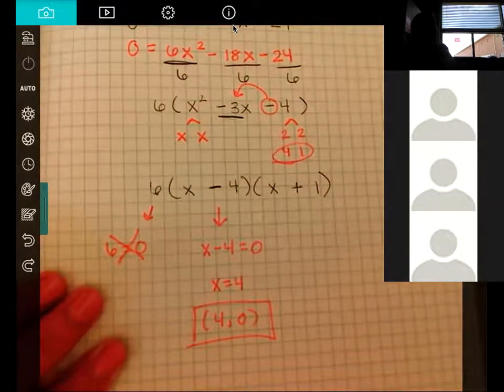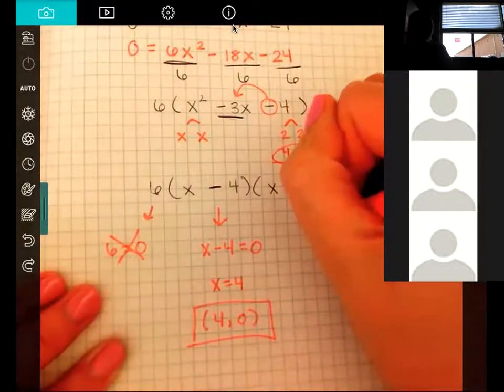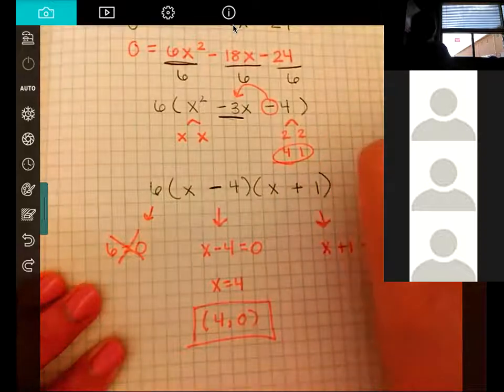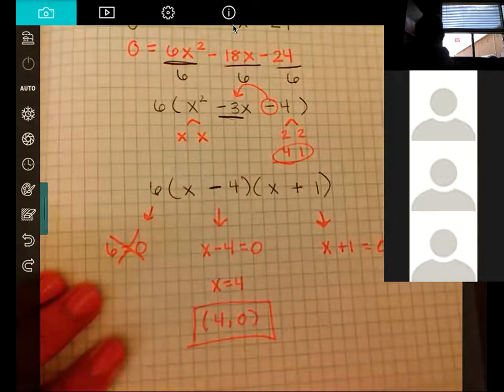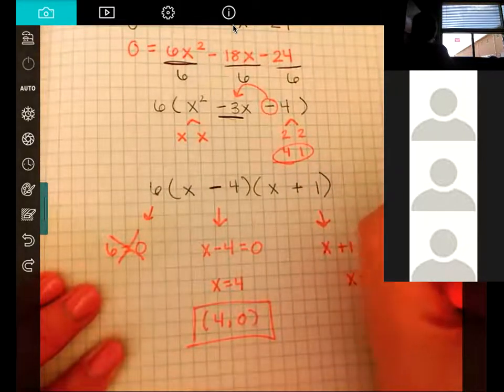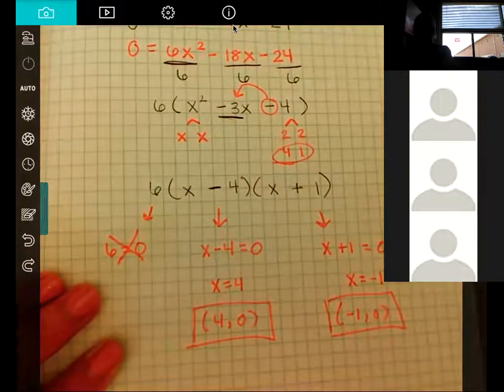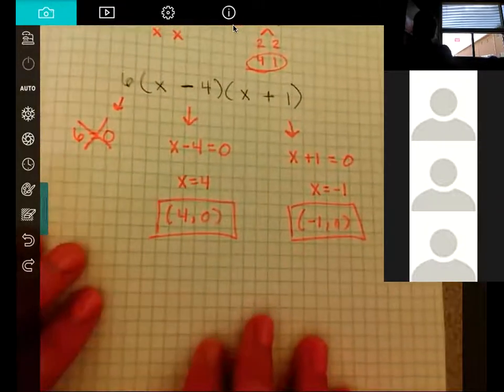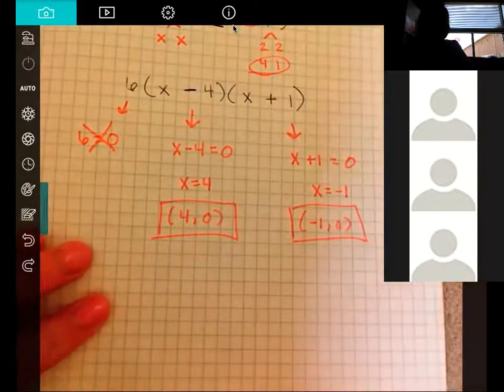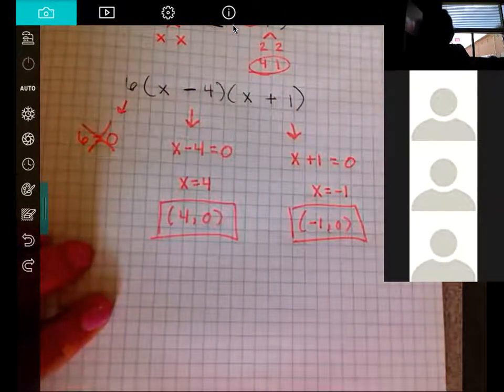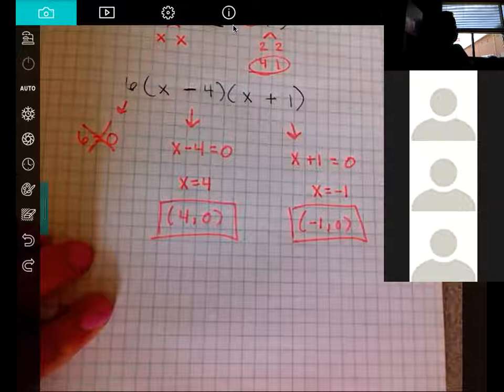It is. It's 4, 0. Be careful. Set it equal to 0. So x plus 1 equals 0. So what would x be? -1. So you should have gotten -1, 0. Let me move that so y'all can see. So once you factor, the only new thing we did yesterday was you set each factor equal to 0 and solve. That is review from Unit 1.